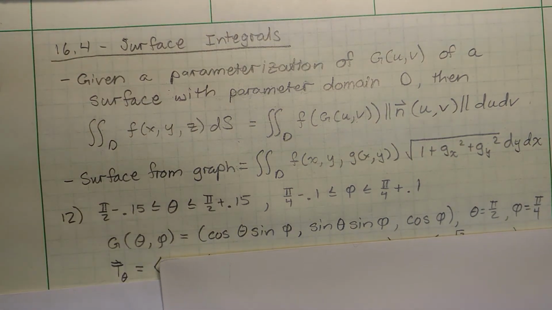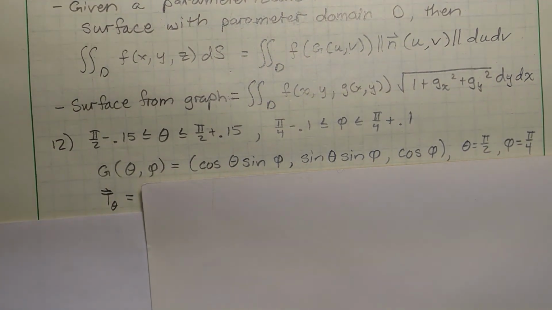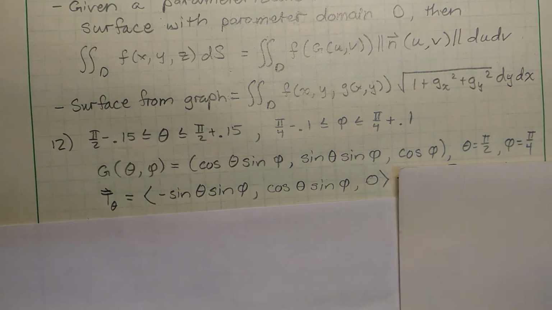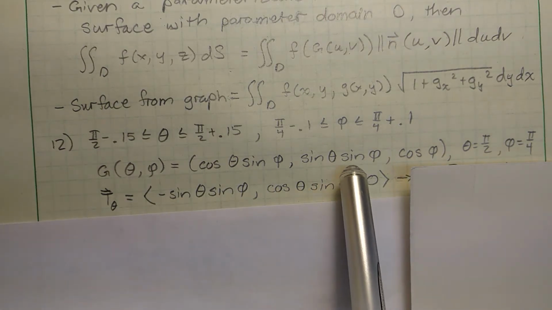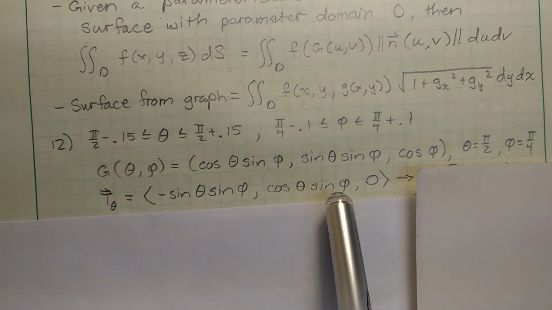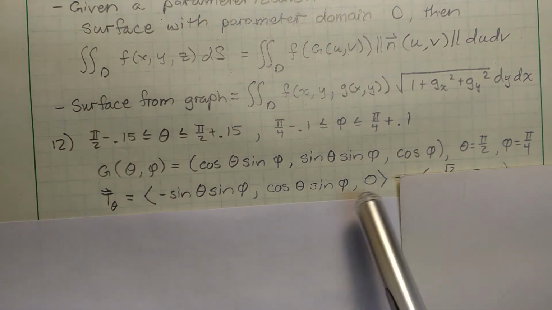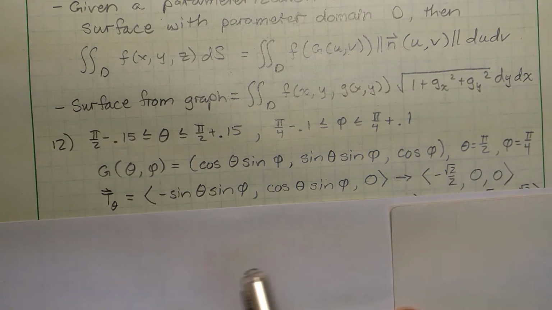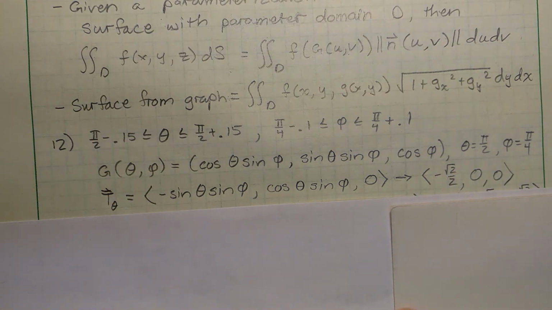So we have to find, and if you've done this, you can quickly skip over this, the tangent component with respect to theta. So holding the phi constant, we differentiate. We get the derivative of cosine theta, negative sine theta, the derivative of sine theta, cosine theta, and then the derivative with respect to theta here, this is just constant, so we get 0. Plugging in our particular point values, our tangent with respect to theta is negative radical 2 over 2, 0, 0.